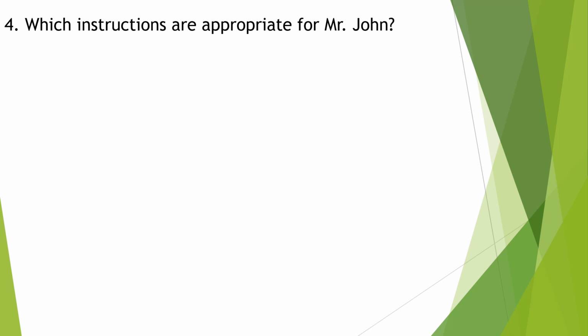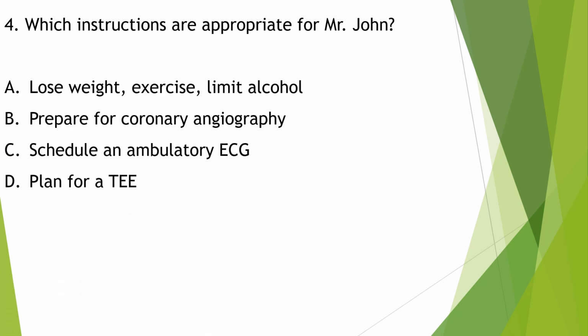Which instructions are appropriate for Mr. John? Lose weight, exercise, limit alcohol, prepare for coronary angiography, schedule an ambulatory ECG, plan for a TEE. So here we need to give instructions like the patient needs to lose weight, exercise regularly and limit his alcohol.